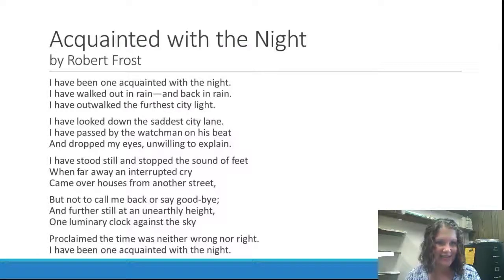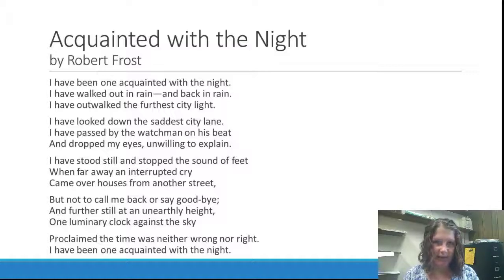In the second stanza, he says he's looked down the saddest city lane. So he's looked down city streets that look sad, and he's passed the watchman on his beat and dropped his eyes, unwilling to explain. So he's walked by a watchman and not made eye contact and not been willing to explain what he was doing. And as a reader, that also is something that piques my interest, because I wonder, well, what does he have to explain, or why isn't he willing to explain what he's doing?